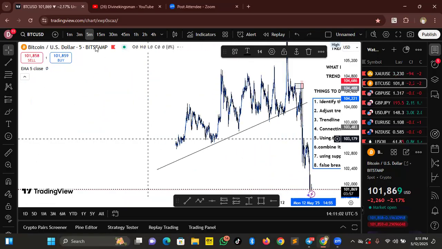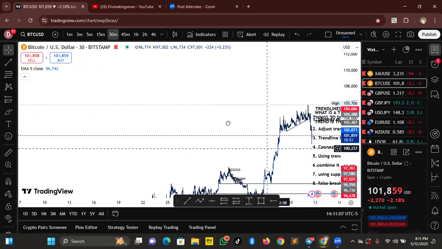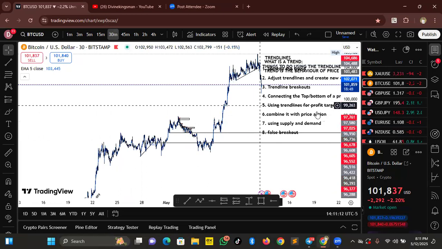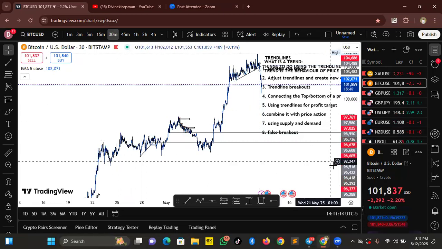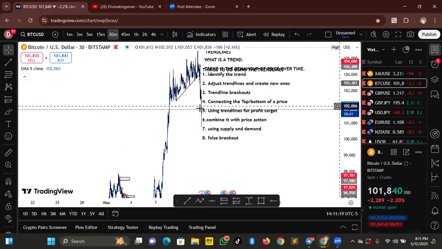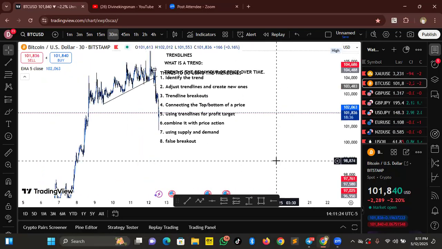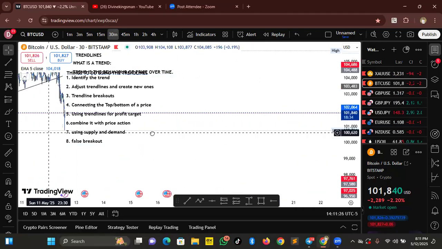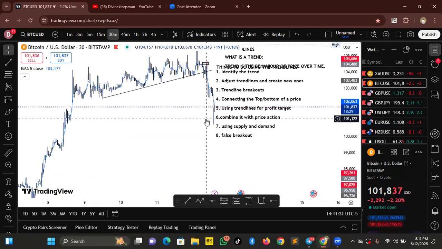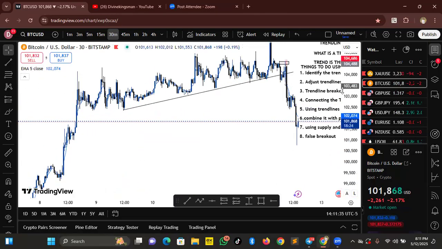So let me just go back and keep aware of these things that I've said, right? The first one I said is identify the trend. Now, when the market is going up, it's obvious that we are in an uptrend, right? And if the market breaks the trend line and starts to trend down, that means we are in a downtrend. So let me explain what I just said.